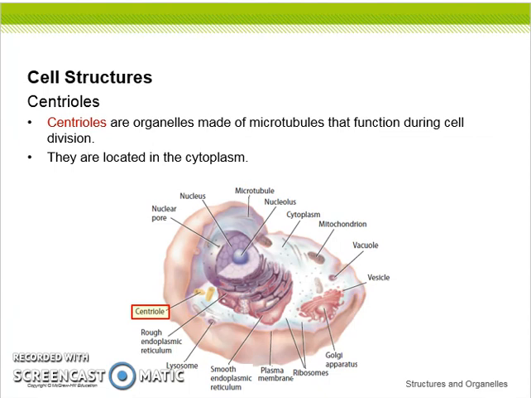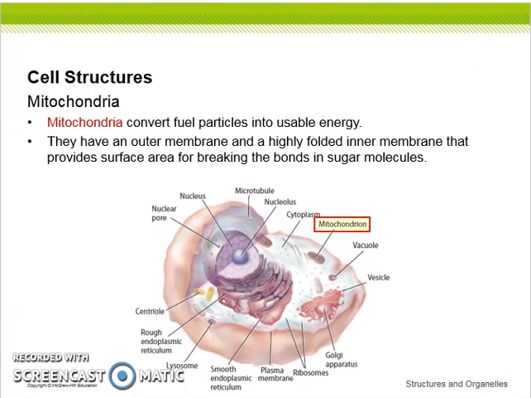Centrioles are organelles made of microtubules that function during cell division. They're located in the cytoplasm. Mitochondria convert fuel particles into usable energy. They have an outer membrane and a highly folded inner membrane that provides surface area for breaking the bonds in sugar molecules. And they're right here. You could probably see it in your book better, but it kind of reminds me of a kidney bean.